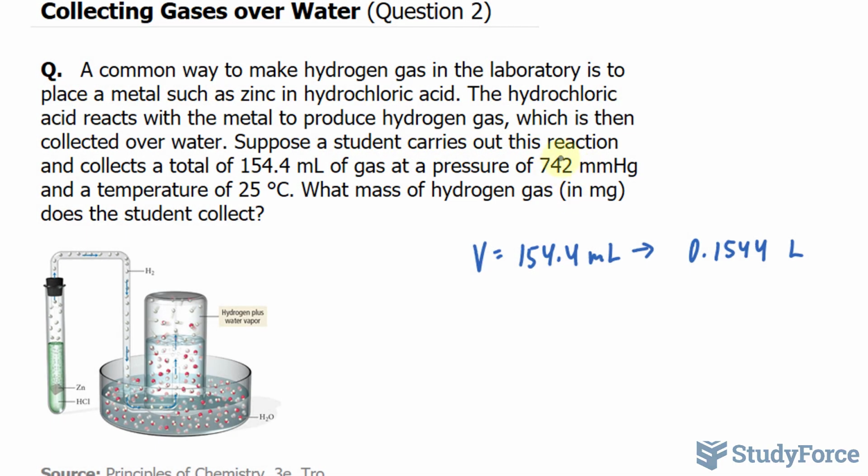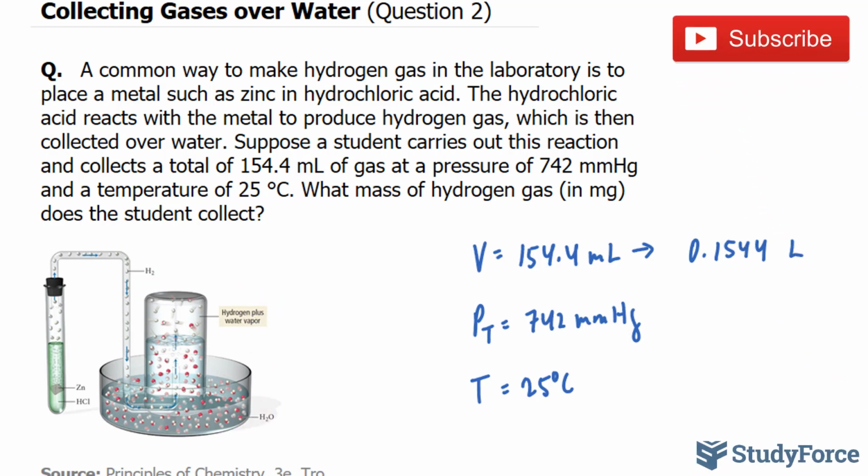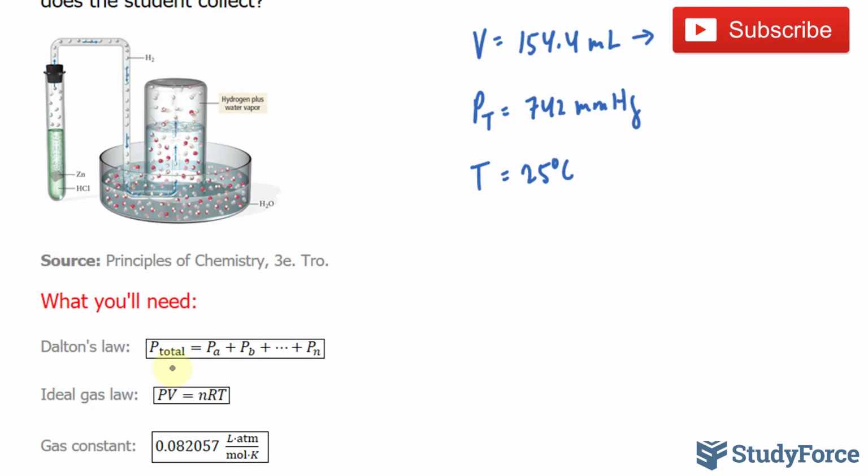And this is happening at a pressure shown right there. That's the total pressure, 742 mmHg. The temperature is 25 degrees Celsius. That will need to be changed into Kelvin for one of our calculations. Take a look at this illustration. We have hydrogen plus water vapor collected. So, according to Dalton's law, the total pressure is equal to the sum of the partial pressures of each of the gases.